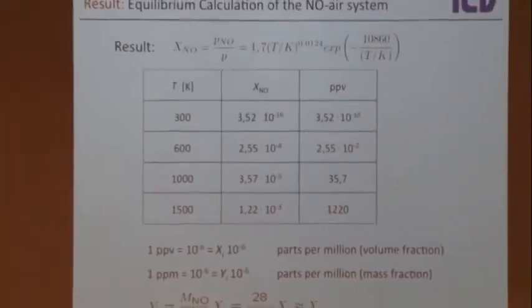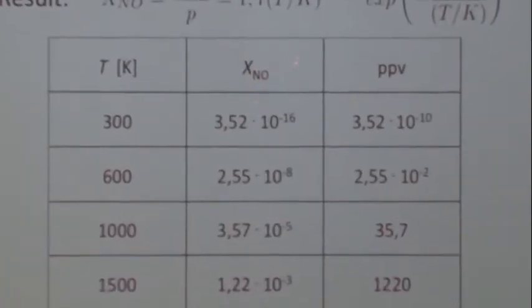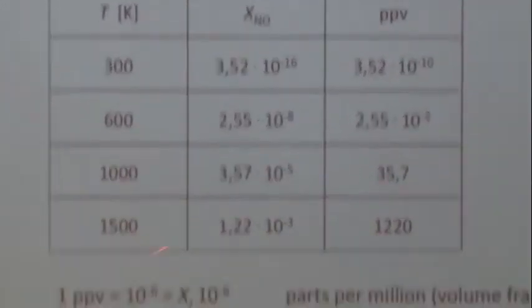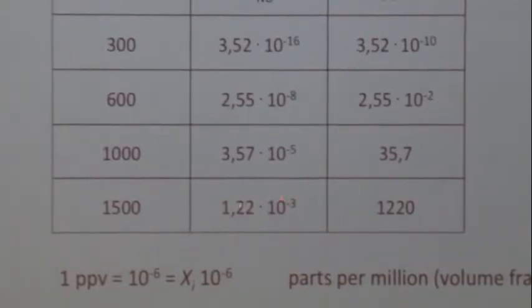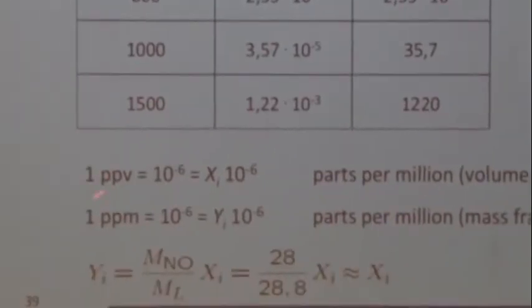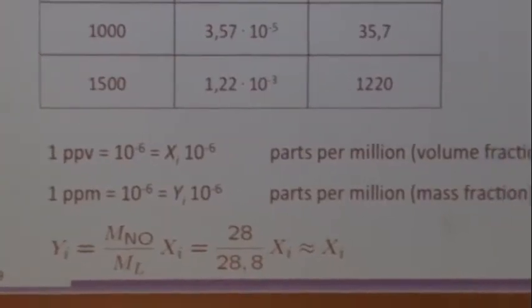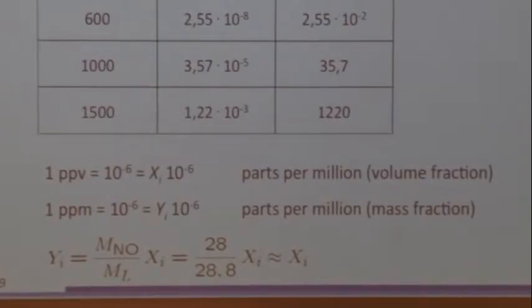So if you evaluate this now, X_NO, the NO mole fraction, for different temperatures, you see here for 1500 Kelvin, this is 1 ppm, okay? For 2000 Kelvin, I don't know what it is, but you see this is 2 orders of magnitude larger, so it's very large, which would be a typical combustion temperature. But if you look at 300 Kelvin, it's 10 to the minus 16, okay?